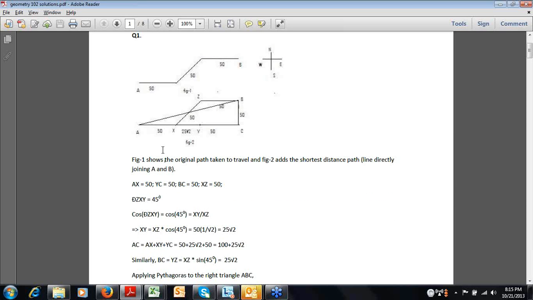So we know AX is equal to 50, YC is equal to 50, it's all given. BC is equal to 50, that is also given, and XZ is also equal to 50. This is 45 degree, this is 45 degree.